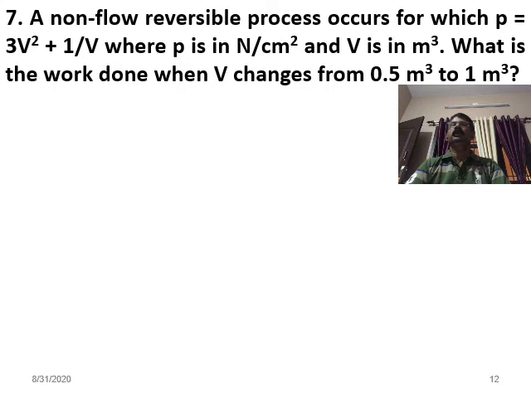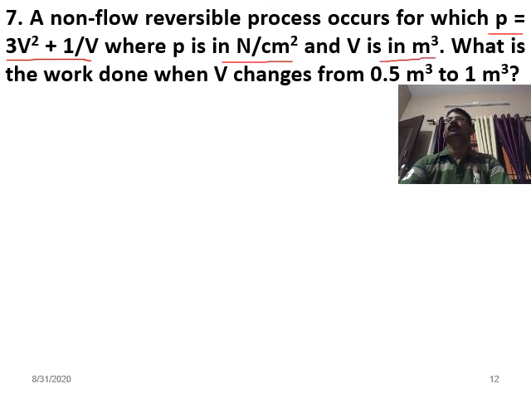Okay, so here the relationship between pressure and volume is given in terms of an equation, unlike the previous case where it was given as directly proportional or inversely proportional. So now it is given P is equal to 3V square plus 1 by V. But the most important thing to note here is the unit of P and V. V is in meter cube, no issues, but P is in Newton per centimeter square. This you have to convert into Newton per meter square.